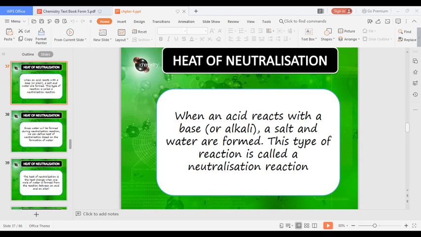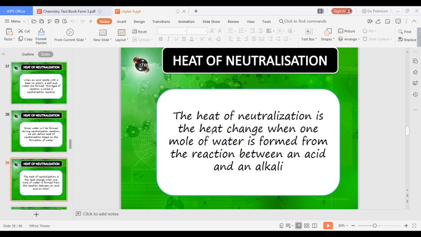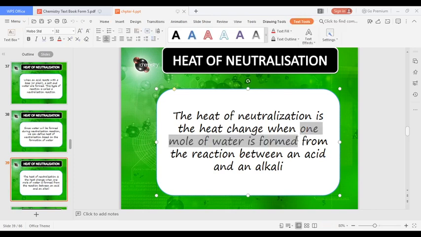Okay, sekarang ni kita nak pergi kepada heat of neutralization. Since water will be formed during the neutralization reaction, we can define heat of neutralization based on the formation of water. So we look for the definition. The heat of neutralization is the heat change when 1 mole of water is formed from the reaction between an acid and alkali. Sebab itu in the definition dia kata 1 mole of water. Dekat situ faham tak?